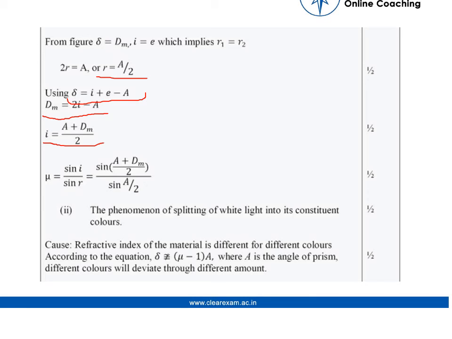Now, phenomenon of splitting of white light into its constituent colors is called dispersion of light, and its cause is that refractive index of material is different for different colors. According to the equation, delta is equal to (mu minus 1) into A, where A is angle of prism.